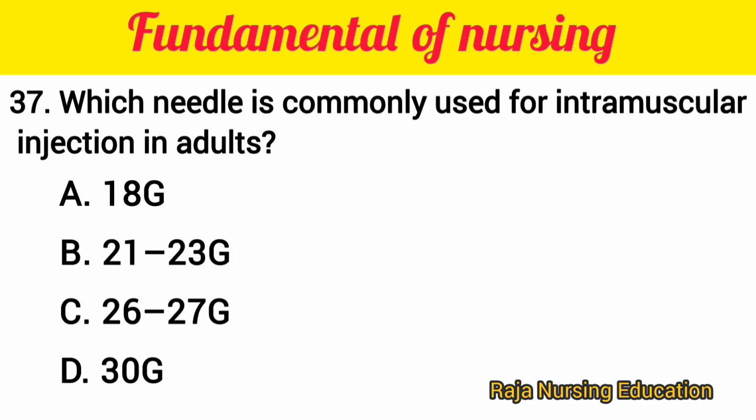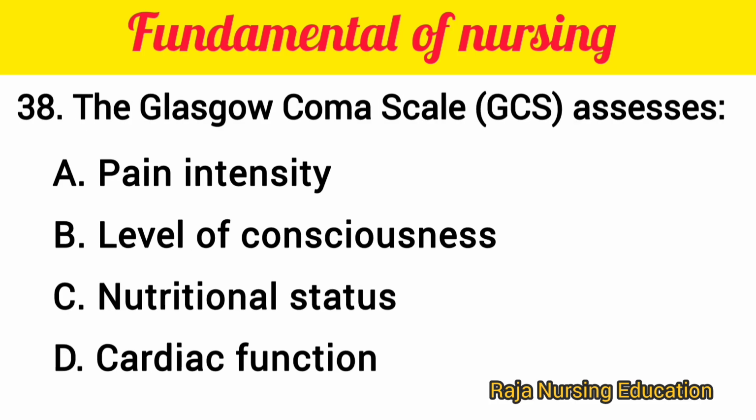Which needle is commonly used for intramuscular injection in adults? The answer is B. 21 to 23 gauge needle should be used for intramuscular injection. The Glasgow Coma Scale assesses B. Level of consciousness.